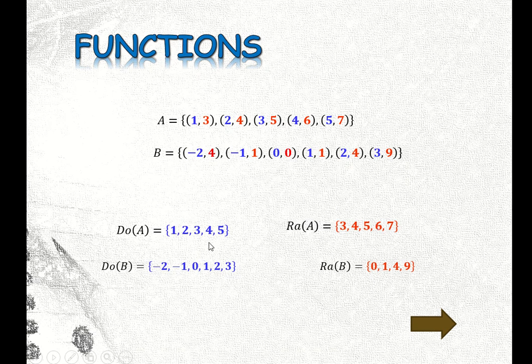Now for set B, we have the domain. The numbers colored blue, you collect them all and write them here. These are the elements of the domain of B. And for the range of B, you just collect the colored red numbers. Again, the same number will be written once only. So we have 4 and 4, and 1 and 1, so we just write them once. I hope you got the idea on how to find the domain and range of a relation that is expressed in set notation.